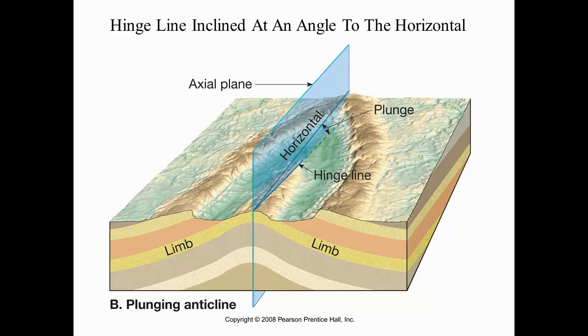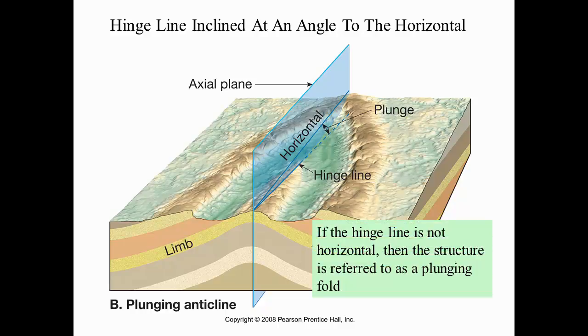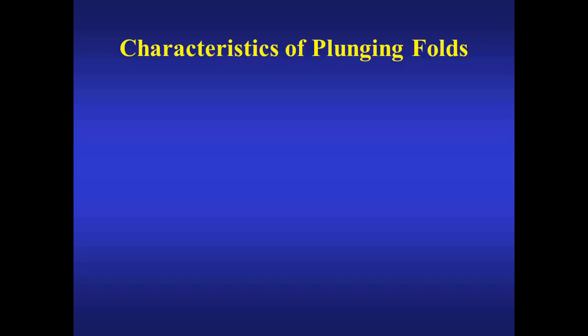So in the case of plunging folds, whether it's a plunging anticline or a plunging syncline, the hinge line itself is inclined at an angle to the horizontal. And if the hinge line is not horizontal, then the structure is referred to as a plunging fold. And what's more, the fold on surface view takes on the horseshoe or hairpin pattern on the ground surface. And we're going to look at this pattern in a little bit more detail.